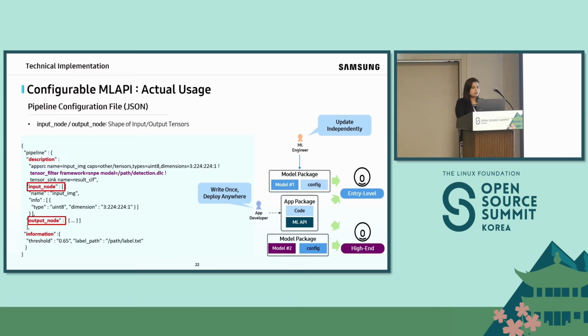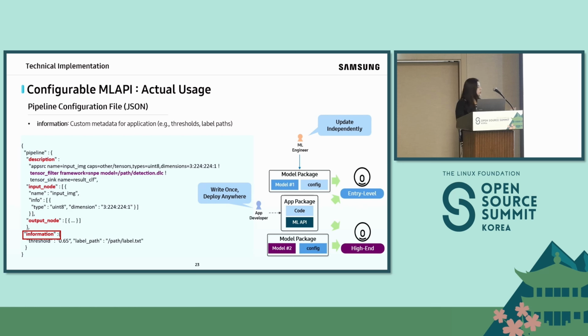The next parameter is related to the input node and the output node, where the shape of the input and output tensors of the model is provided. It's important to mention the data type and the layout of the dimensions for proper buffer management of the whole AI pipeline.